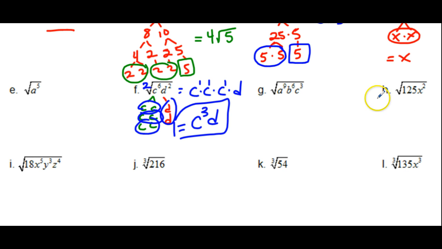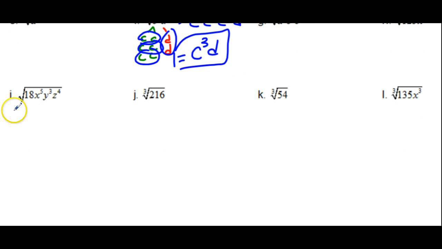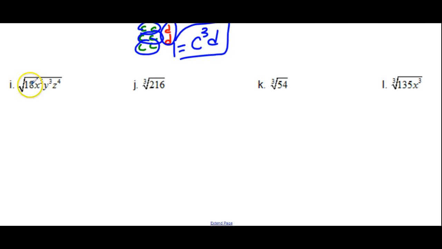Try a couple of these two, and then I'm going to skip down to the cube roots. Alright, actually let's do this one. This looks pretty hard. So we have the square root of 18 x to the 5th y to the 3rd z to the 4th, right? We can't put this into the calculator because it's not going to know what to do.